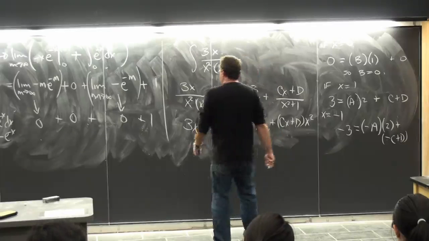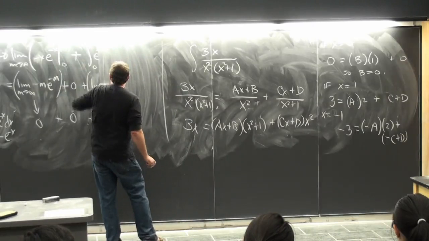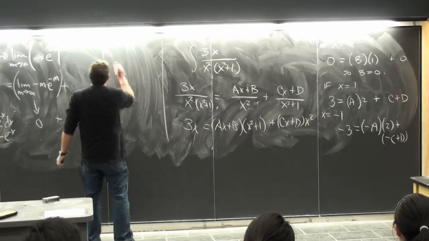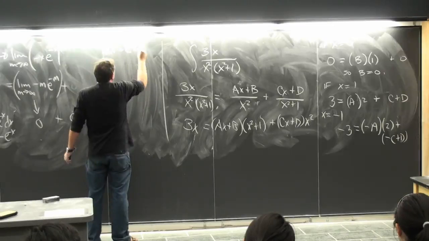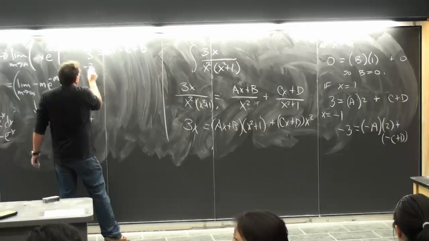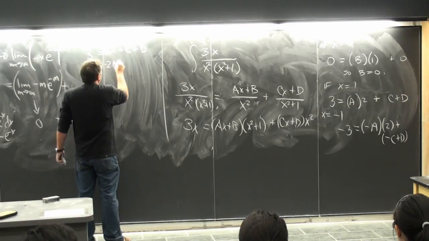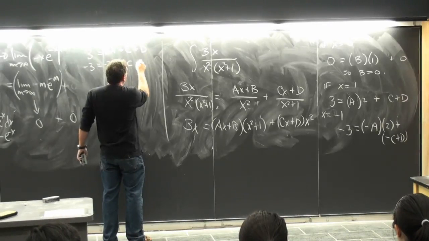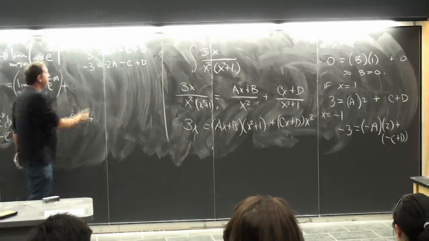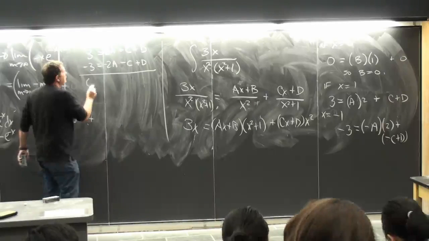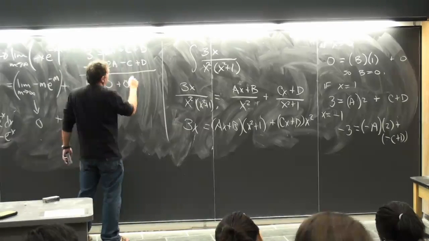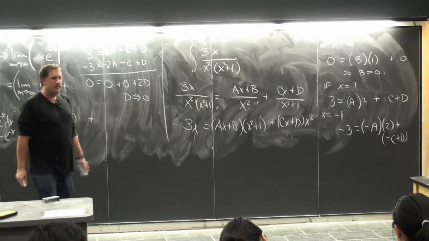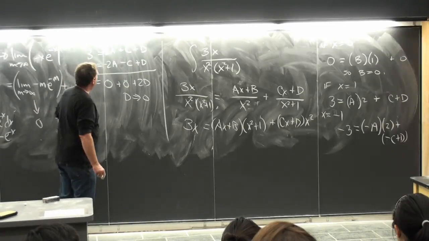Let me write those. Where should I write it? Here. So I already know b is 0, so I'm done with that. And I know that 2a plus c plus d equals 3, and negative 3 equals negative 2a plus negative c plus d. And if I add those two together, I get 0 equals 0 plus 0 plus 2d, so d is 0. So I don't need d either. Okay, so d is 0.